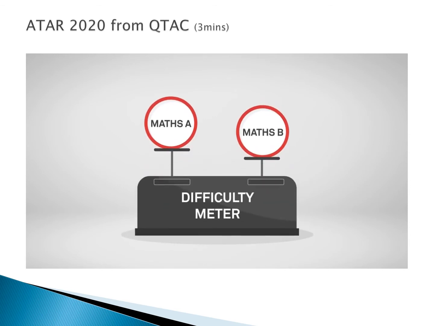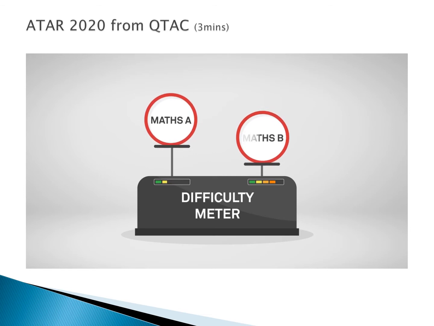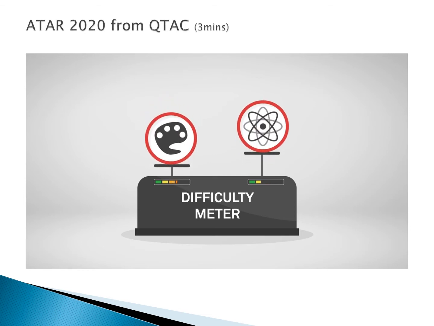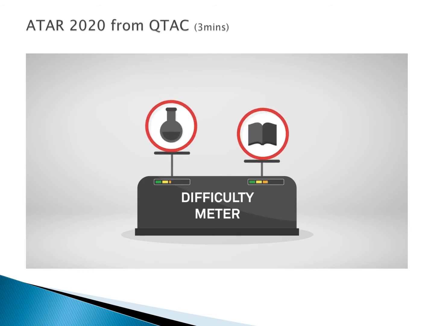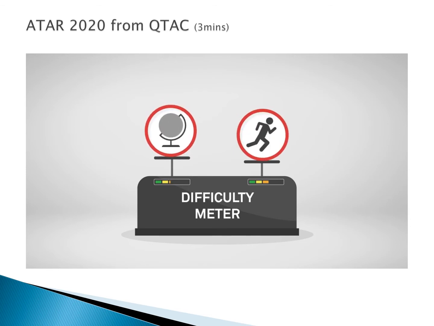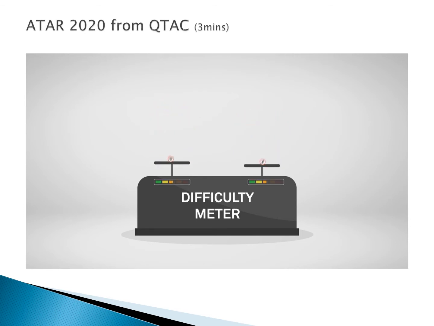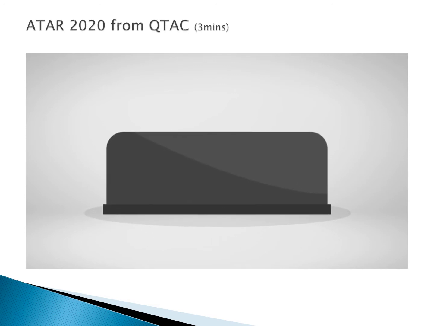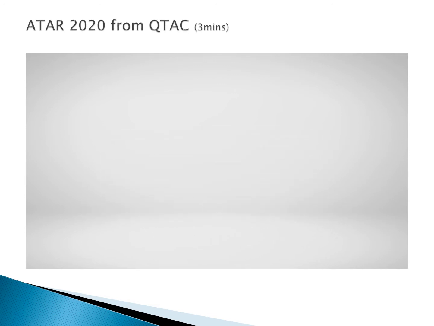We know that Maths B is more challenging than Maths A, and things get even trickier when you look at vastly different subjects. Is achieving well in art more difficult than physics? Is chemistry harder than English? What about geography and physical education? Scaling allows comparison based on the difficulty of achieving each result.